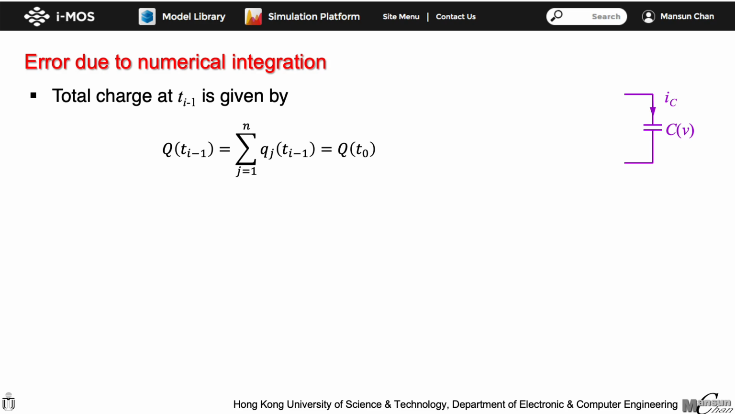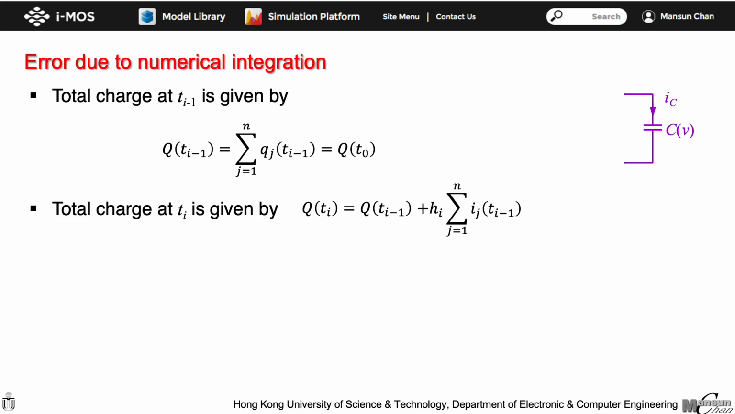Now, let's look at what happens at time ti. Its total charge is equal to the total charge at t(i-1) plus the time step, which is represented by hi, times the sum of the total currents entering or leaving all the nodes. According to KCL, this sum should be zero. Therefore, Q at ti will also be equal to Q at t0.